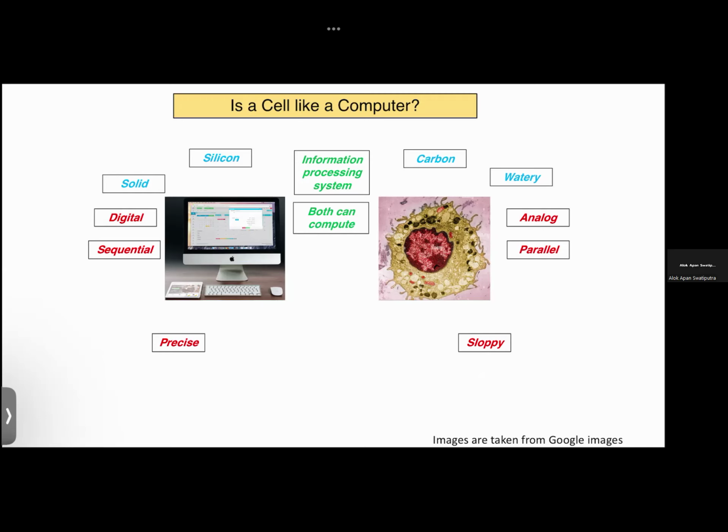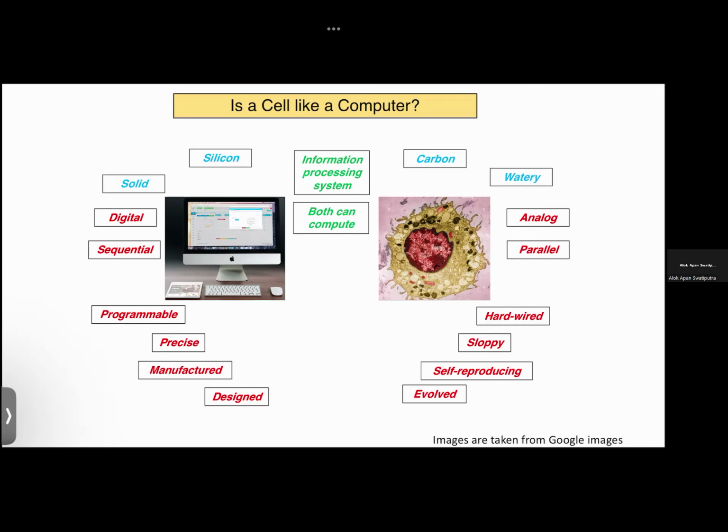Then there are some other classifications which are possible. Biology is usually self-reproducing, computers are not, definitely. And computers are designed, whereas biology has been designed by nature through evolution. And computers are of course programmable. You can design how you want them to work. Cells are hardwired by nature, you can't change them to a large extent. You can, but not to a very large extent.